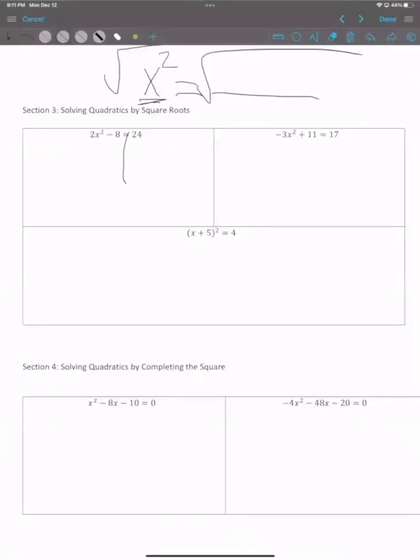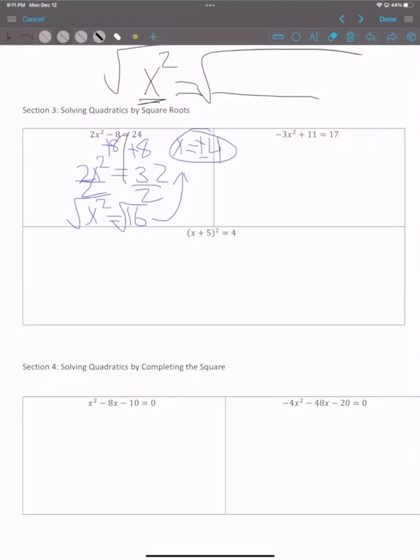So this first one, you're going to add the 8 over. So if you do that, you'll get 2x squared equals 32. Don't jump the gun and square root both sides yet. You still got that 2 to deal with, so divide that over. And next, when you square root both sides, you'll get your answer. But don't forget to put a plus or minus with it.